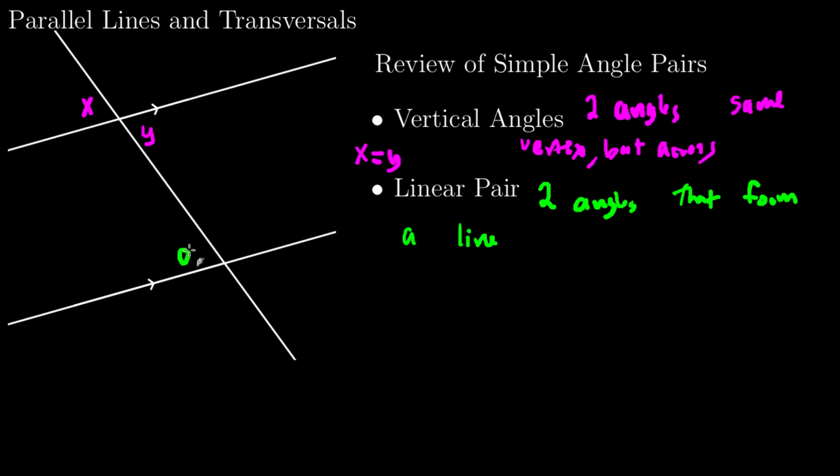I'll put an A here, a B here. You can see that these two angles, angle A and angle B, actually come together to form a straight line. And in here, as before, if they form a straight line, that means they add up to 180 degrees. So I could say A plus B is equal to 180 degrees. So these are review from previous. This is nothing new so far.